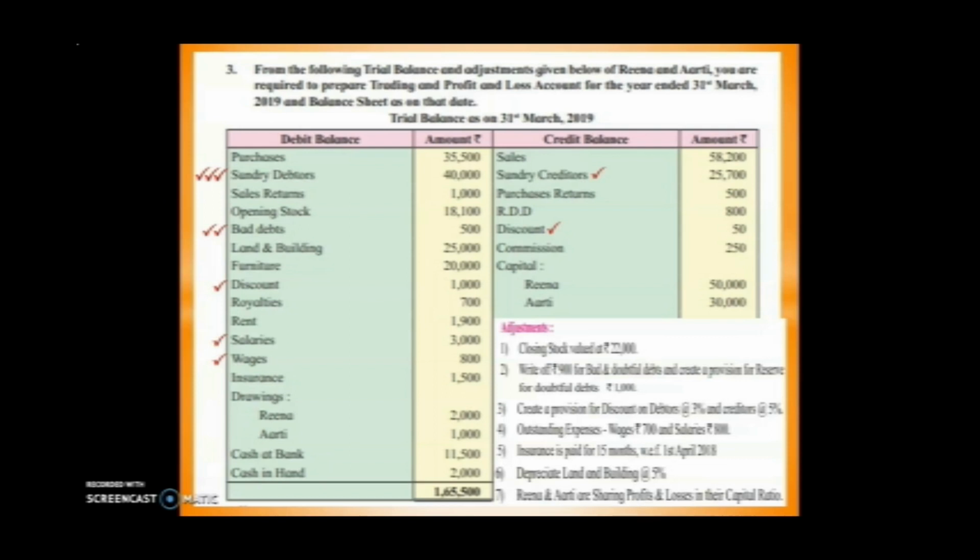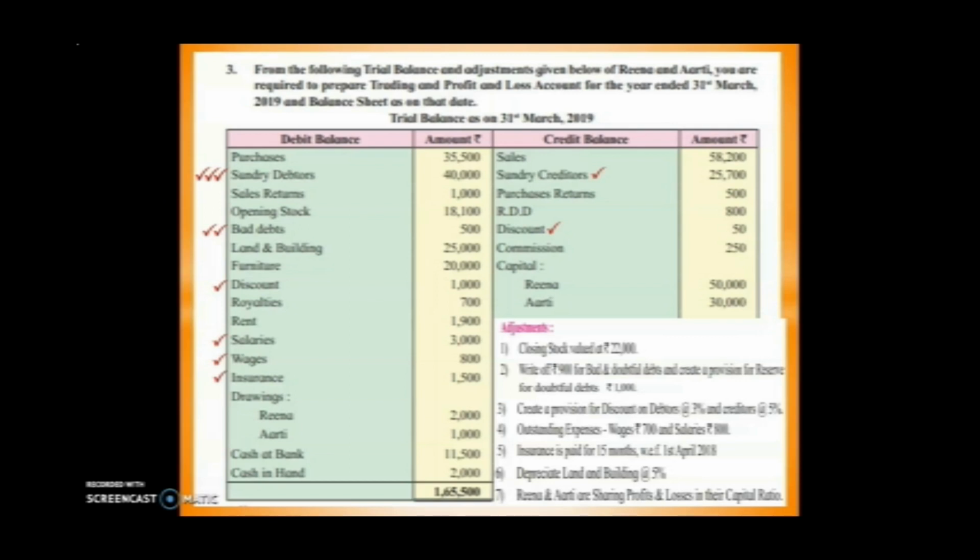Insurance is paid for 15 months with effect from 1st April 2018. That means 3 months is prepaid. This will have an effect on insurance on the debit side here. So put a tick mark here.